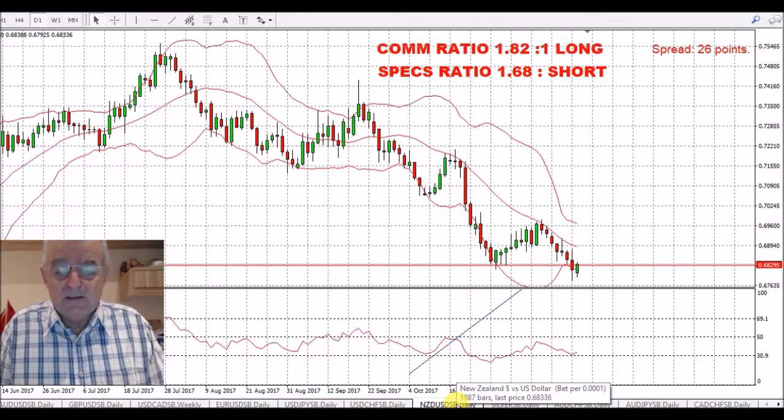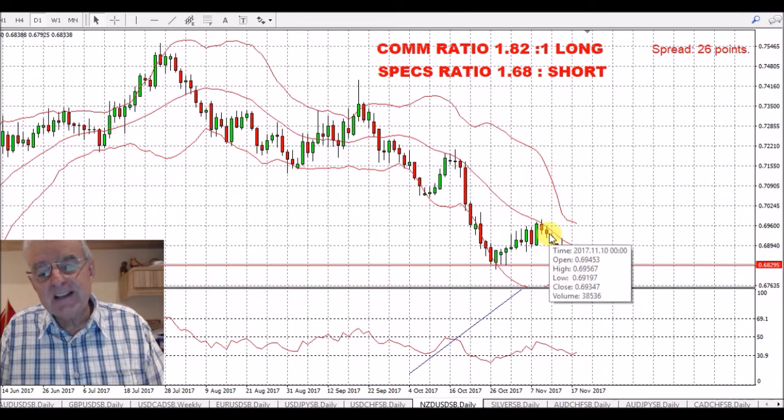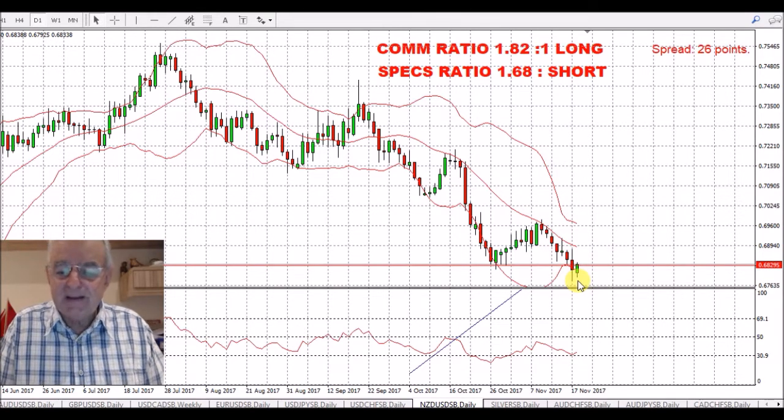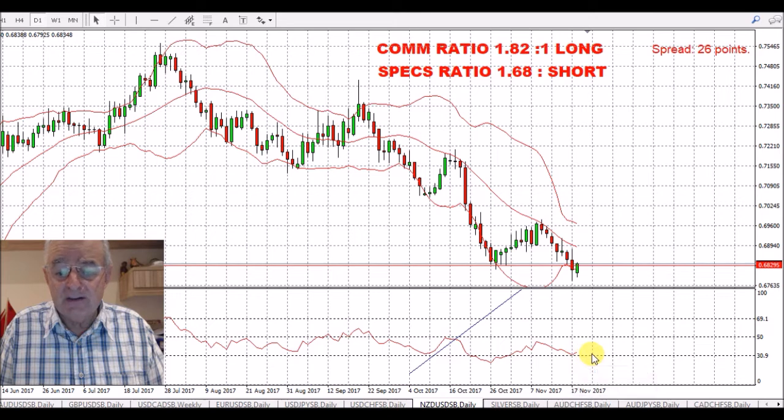The New Zealand dollar, US dollar, had a little bit of a bounce back this morning. I was surprised at the weakness in this pair. I thought it was going to pull back. We've actually just bounced off the 30.9 on the RSI.